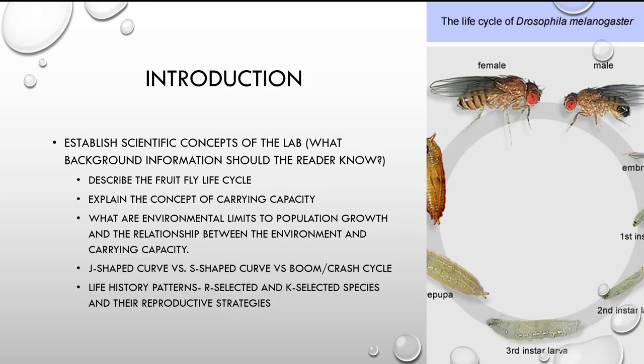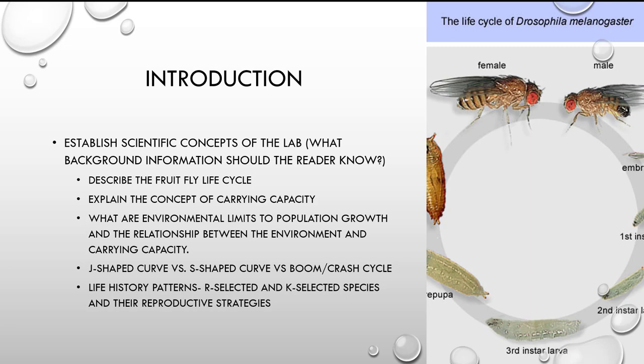Then we need to establish scientific concepts of the lab. So what background information should the reader know? We need to describe the fruit fly life cycle. Since we are taking a look at the growth of a fruit fly population, we need to see how long the fruit fly life cycle is. How long does it take for the fruit flies to go from mating to laying eggs to growing into a full-fledged adult fruit fly, to start the cycle over again? So you'll need to describe that fruit fly life cycle.